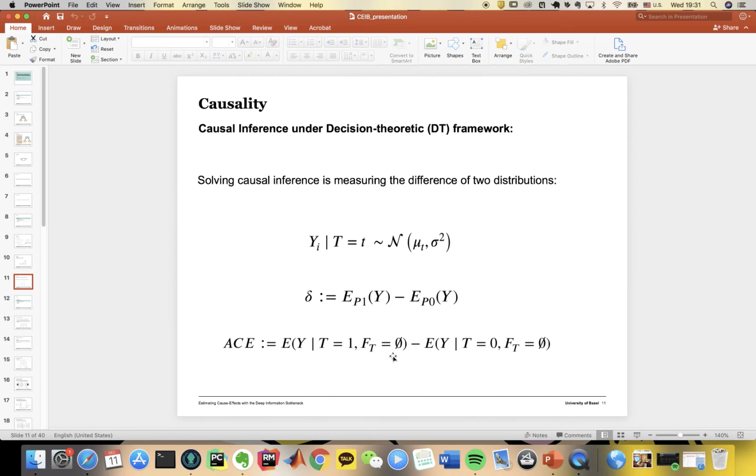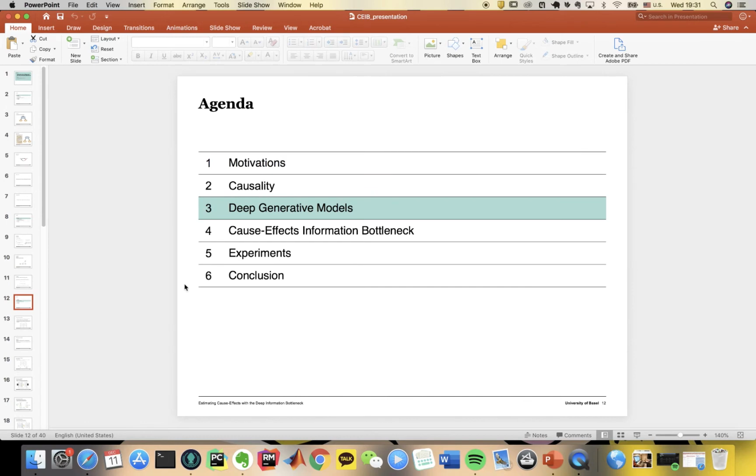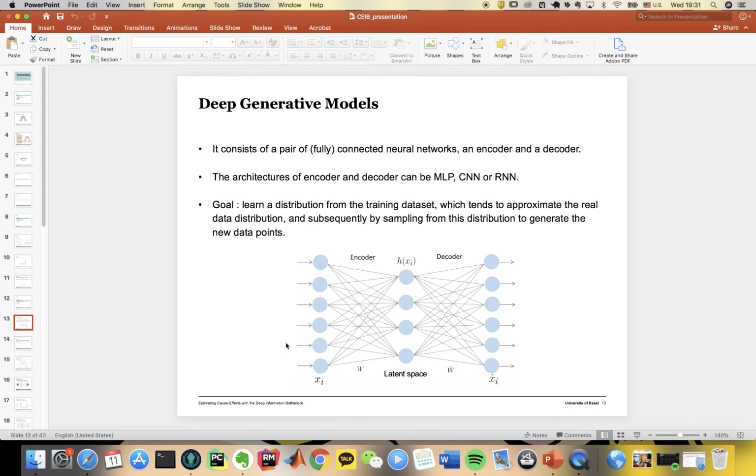Either the patients can be treated or untreated. Okay, next I'm going to introduce the generative model, and it consists of a pair of connected neural networks, encoder and decoder. The architecture of this pair of networks can be a multi-layer perceptron, CNN or RNN.